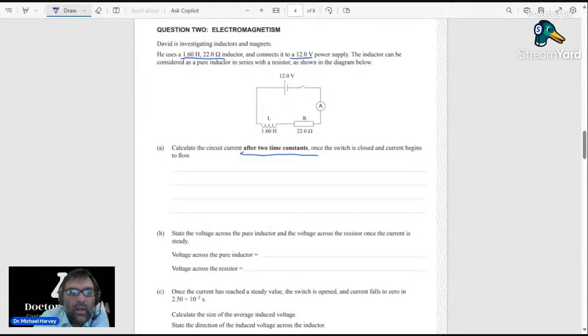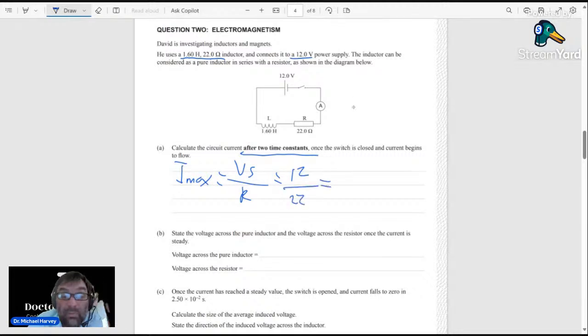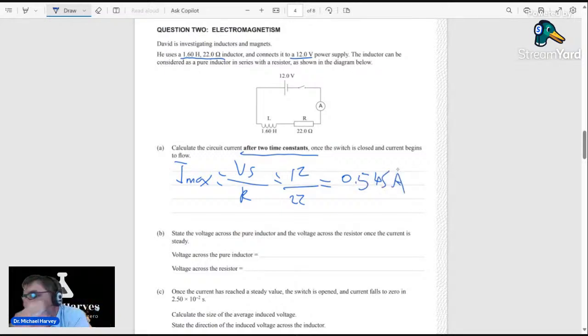Okay, I can do that. Imax will be the supply voltage divided by the resistance. This is the merit question to start off with, quite bold. So it's 12 divided by the resistance, which you're given in the question. So we have a maximum current of 0.545 amps. That's your first achieve point.